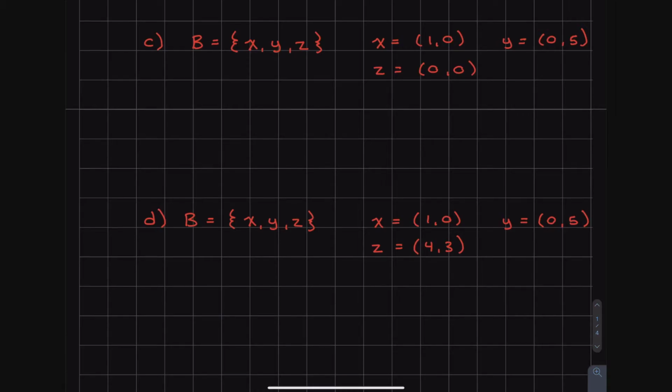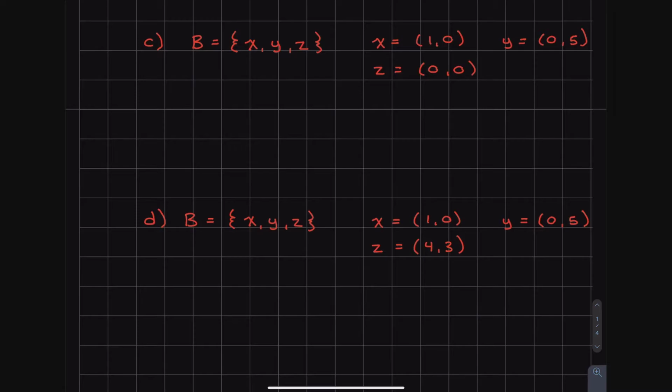So x, y, and z, those are vectors. It's not dimensions. At first you look at the x, y, z and think, oh, we're talking about 3D now. No, that's not quite the case. We're still just talking about whatever the dimension of the vectors are. All we're saying now is that instead of being composed of 2 vectors, the set B is now composed of 3 vectors. So we have x, which is 1, 0, y, which is 0, 5.